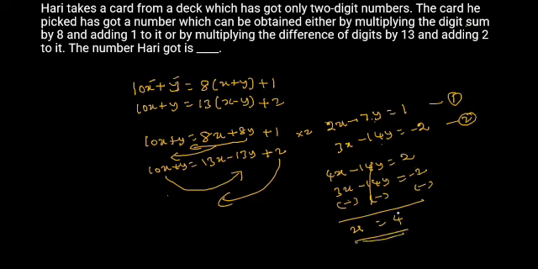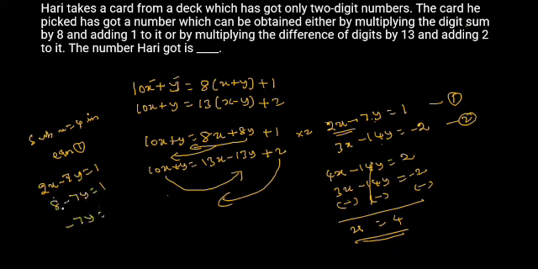Now you know the value of x is equal to 4. Now substitute this value in the equation. I will take equation number 1. Substitute x is equal to 4 in equation 1. So 2x minus 7y is equal to 1. 2 into 4 is 8, minus 7y is equal to 1. Bringing the 8 to this side, 1 minus 8 will be minus 7y is equal to minus 7. So y is equal to 1.